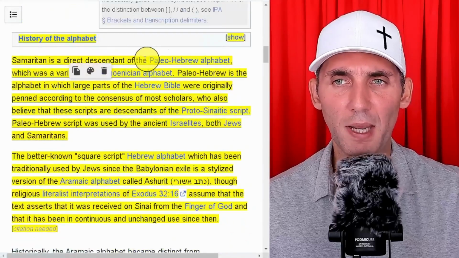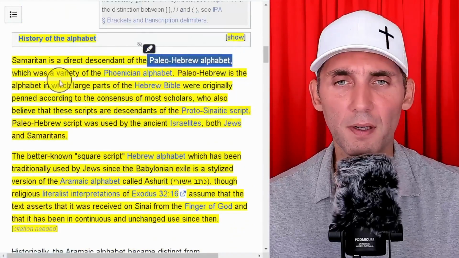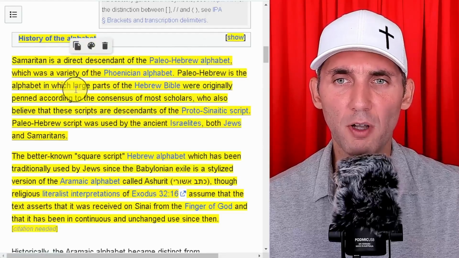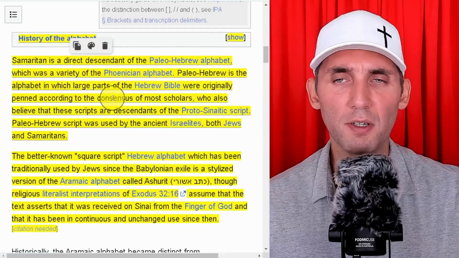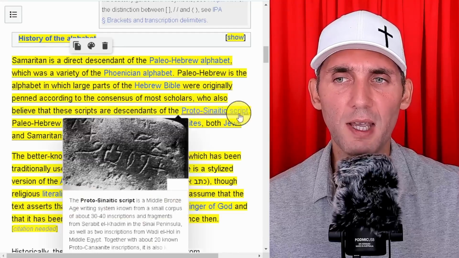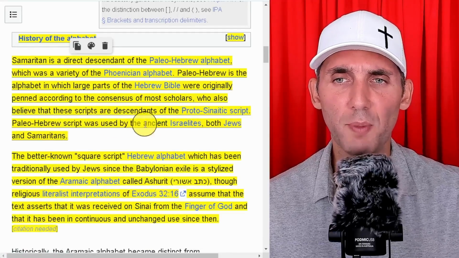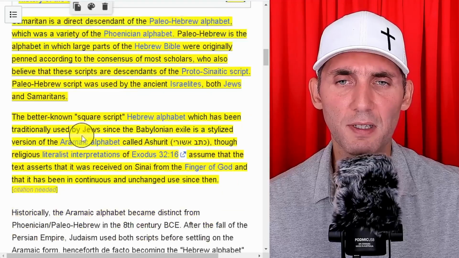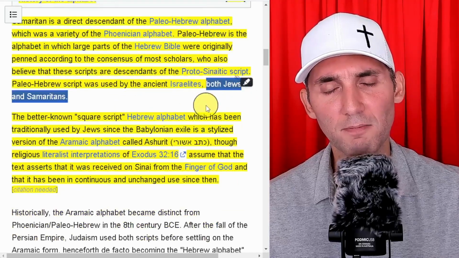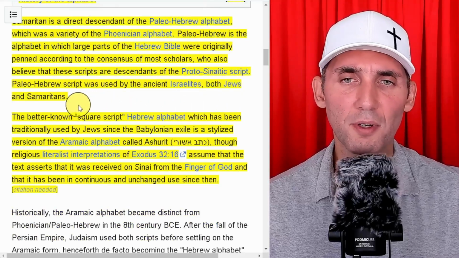Samaritan is a direct descendant of the Paleo-Hebrew alphabet, i.e. the original alphabet that the scriptures were written in, which was a variety of the Phoenician alphabet. Paleo-Hebrew is the alphabet in which large parts of the Hebrew Bible were originally penned, according to the consensus of most scholars, who also believe that these scripts are descendants of the Proto-Sinaitic script, which we talked about at the very beginning. Paleo-Hebrew script was used by the ancient Israelites, both Jews and Samaritans. But the Jews went along with the Aramaic and eventually developed the rabbinic system and so on and so forth.